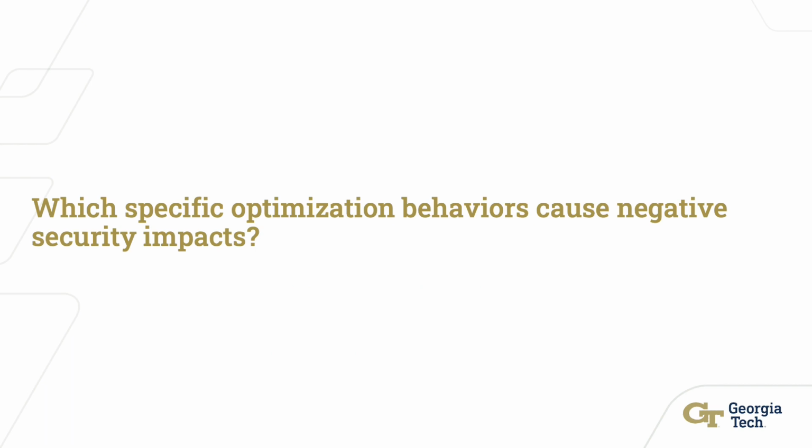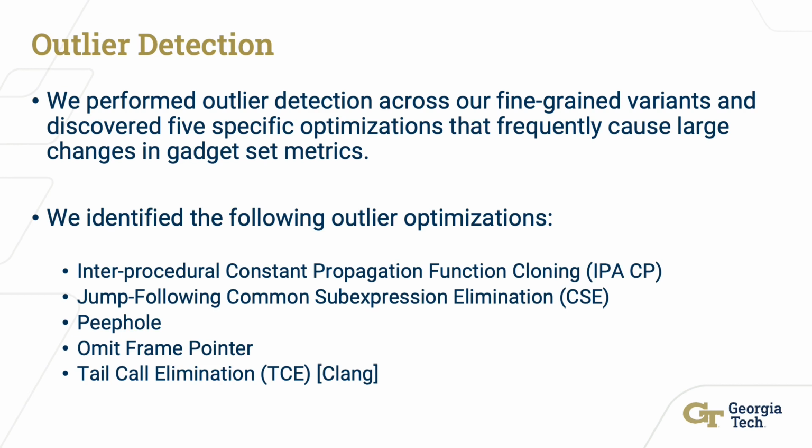This leads us to answer our next motivating question, which is, which specific optimization behaviors are causing negative security impacts? To separate this signal from the background noise in our fine-grained analysis, we performed outlier detection across our fine-grained variants, and ultimately we identified 5 specific optimizations that frequently cause large changes in our gadget set metrics. 4 are included in GCC: interprocedural constant propagation function cloning, jump following common subexpression elimination, peephole optimizations, and the omit frame pointer optimization. One problematic optimization was discovered in Clang, which is tail call elimination.